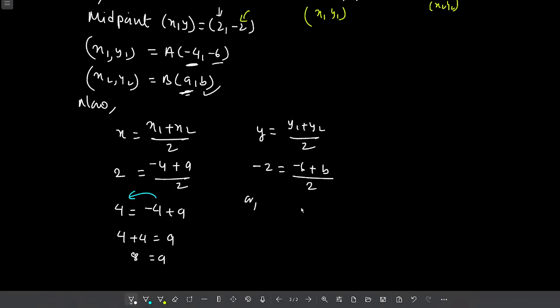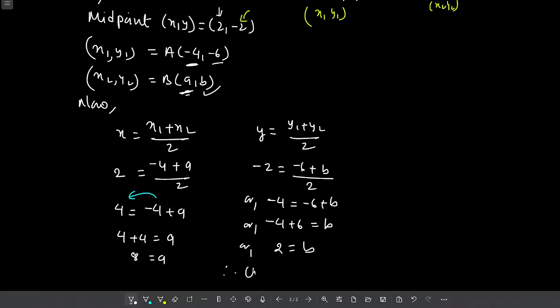Now, cross multiplication, minus 2 times 2 is minus 4 equals minus 6 plus b. Minus 6 should be taken to the left hand side. Minus 4 plus 6 equals b. Minus 4 plus 6 becomes how much? It is 2, right? 6 minus 4 is 2, so positive 2 equals b. Finally we got the values of a and b.